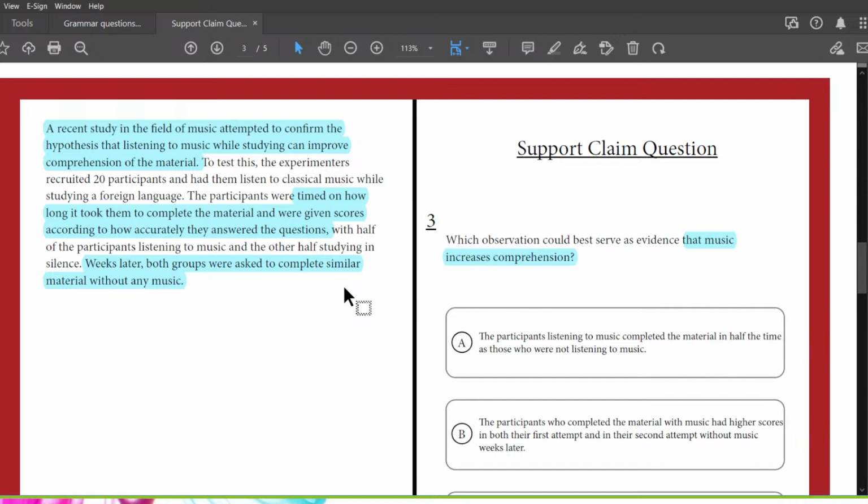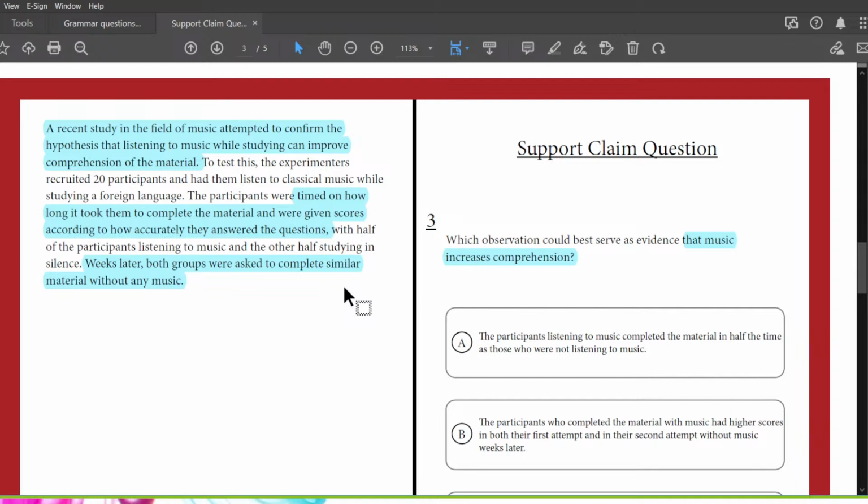Again, I understand that their experiment is, okay, we got 2 groups, one that listens to music while they study the foreign language and one that doesn't. Both of them take a test. And then a couple of weeks later, they come back and they take a similar test and nobody uses any music, right? So if I think about what would be the best outcome, like if I really want to show that music led to increased comprehension, what would I want to see?